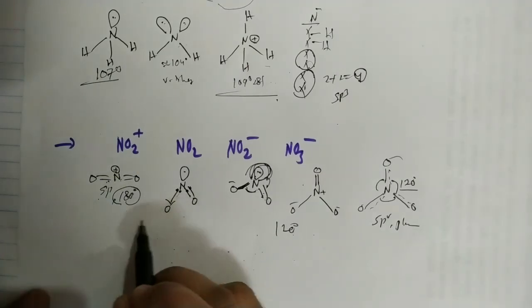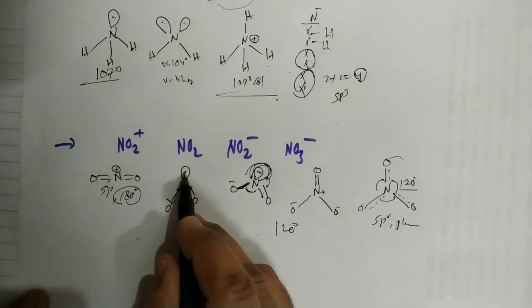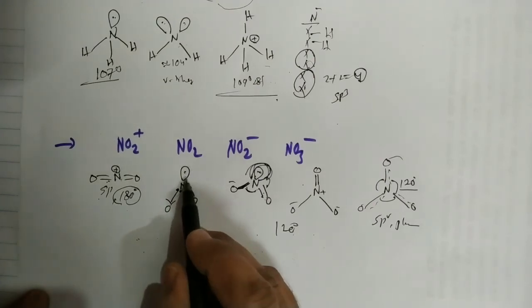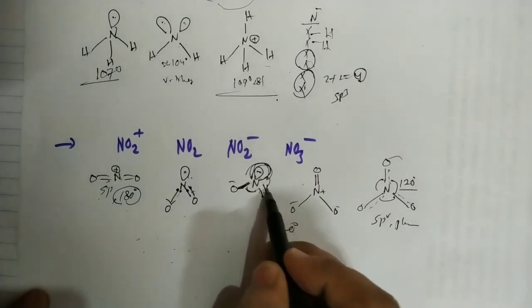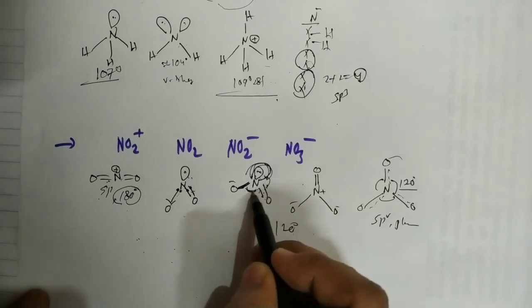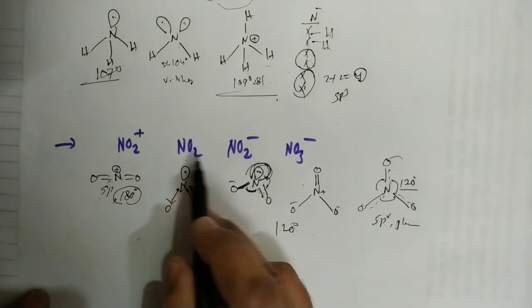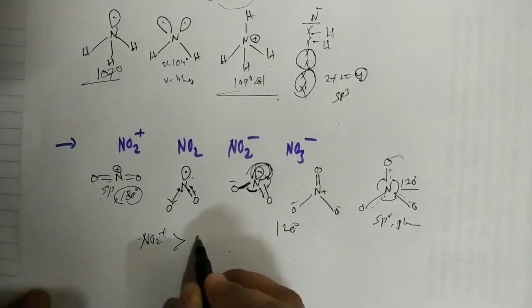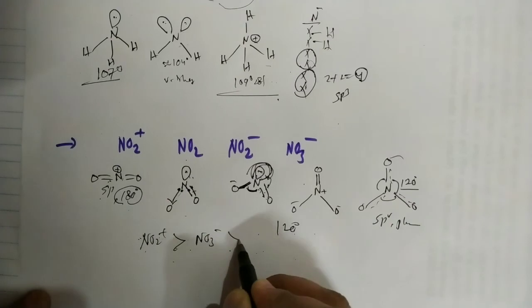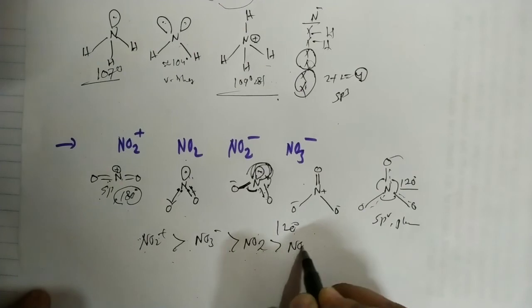And next, in this case you can see there is just one single electron. So with a single electron, the bond pair repulsions are less. But with two electrons, the bond pair repulsions are more. That's why the bond angle decreases. The bonds can come closer. That's why NO2 has a higher bond angle than NO2 minus. So finally, the bond angle order is NO2 plus, next NO3 minus, next NO2, and next NO2 minus.